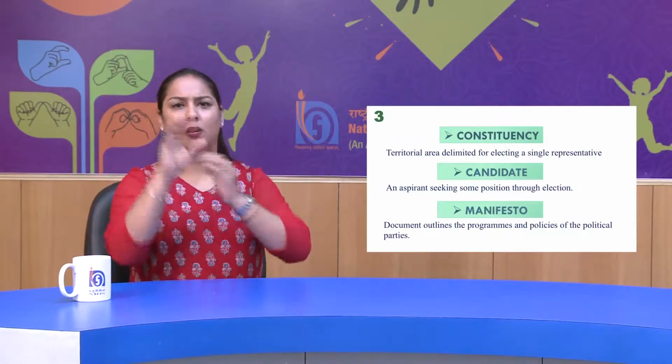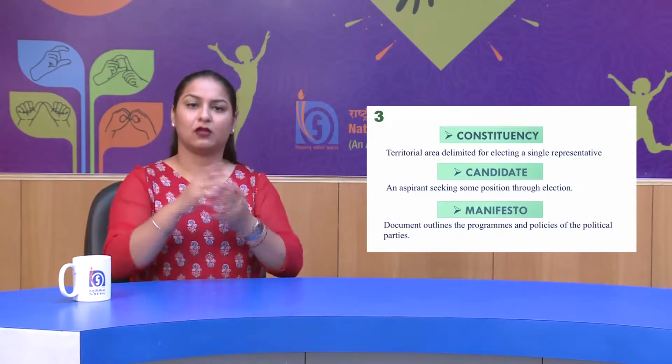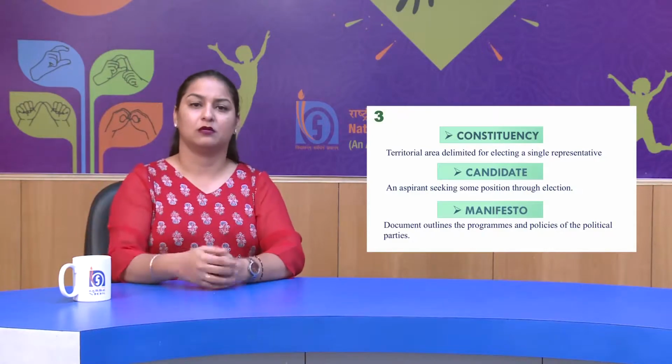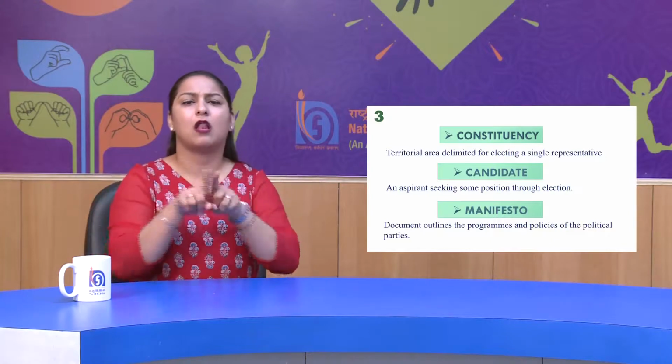The whole country or the entire state or the area of the concerned local body is divided into a number of constituencies. A constituency is a territorial area, delimited separately for the parliament, the state legislature, and the local bodies in India. Each constituency returns a single representative.